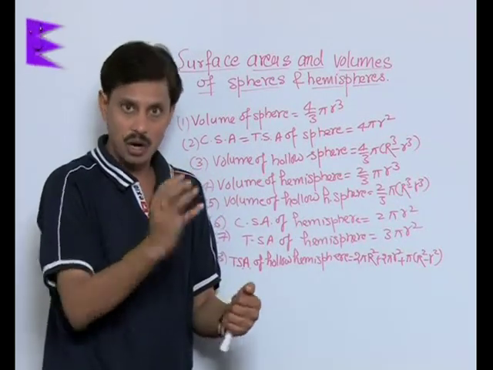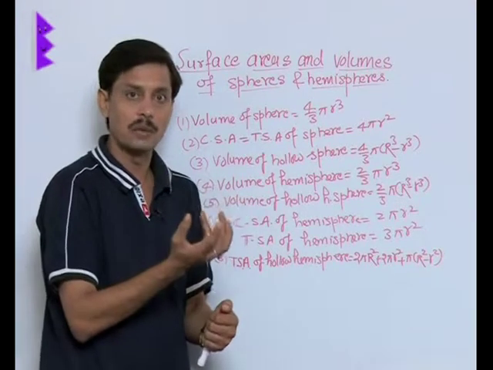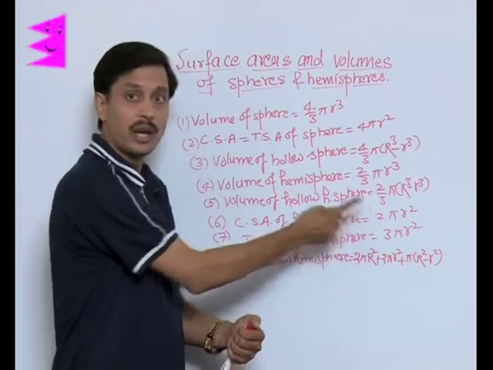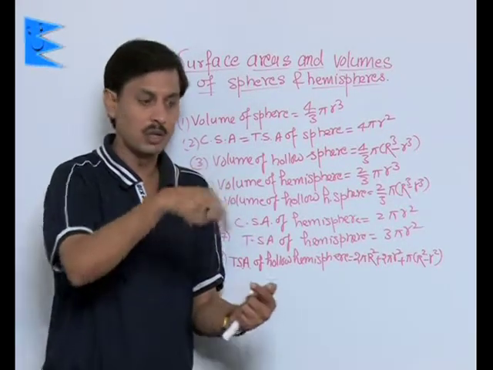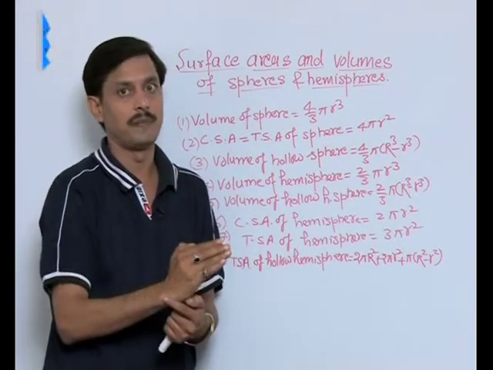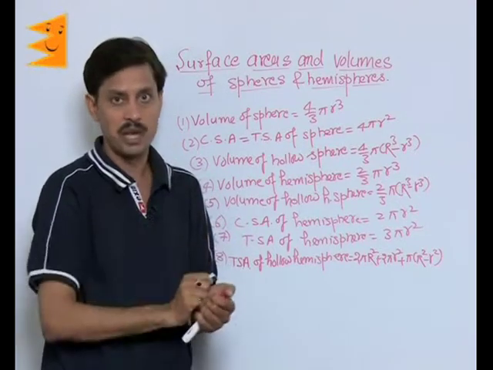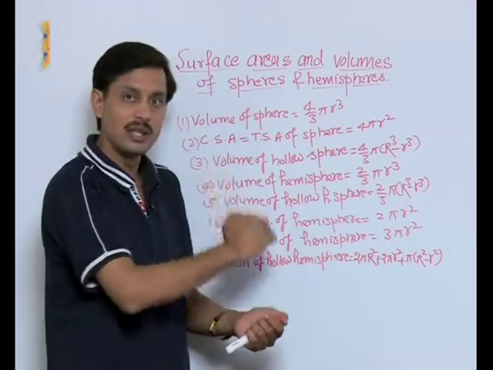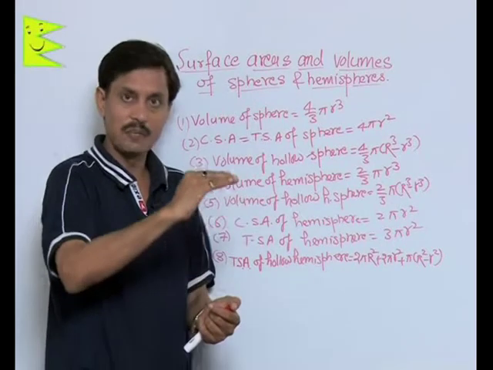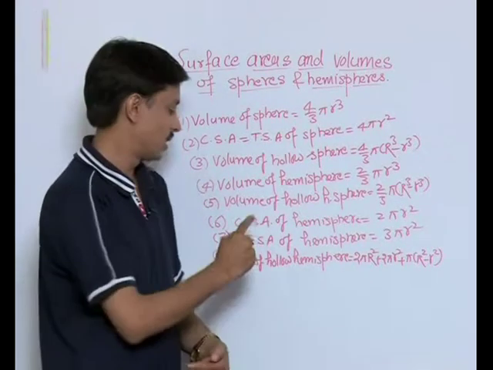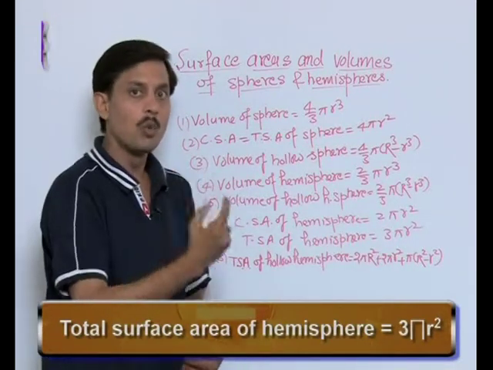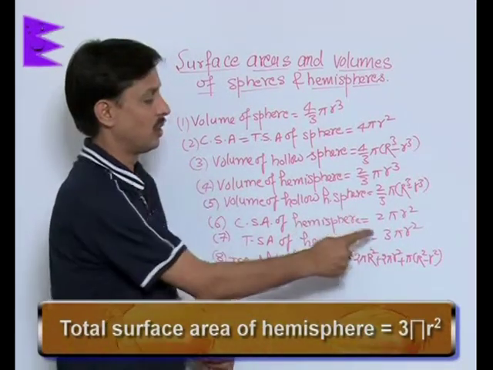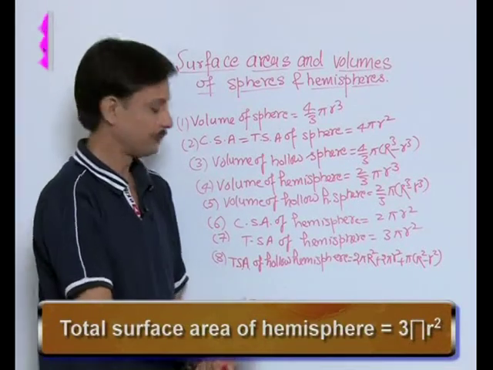So the total surface area of a hemisphere is what? Half of the area of the curved surface, that is 2 pi r square, plus, when you cut a lemon, one more circle is observed on its cross section. The area of the circle is pi r square. When this cross section area is added to the curved surface, the total surface area of the hemisphere becomes 2 pi r square plus 1 pi r square, that is 3 pi r square.